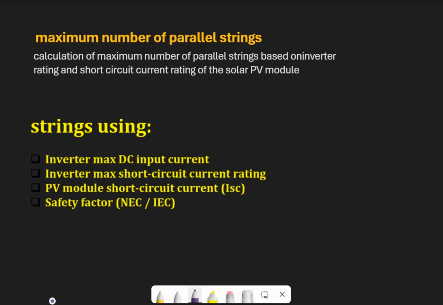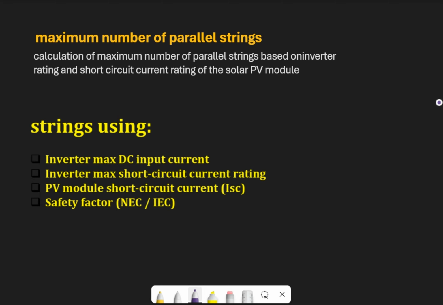Myself, Taheruzzaman. I'm going to give you a practical guideline, which I recently developed for a project. How many parallel strings can be implemented in a PV farm? First of all, in the very first segment, I would like to give a brief description of the maximum number of parallel strings based on the inverter and the short circuit current rating of a PV module.